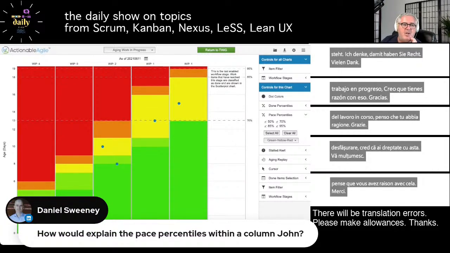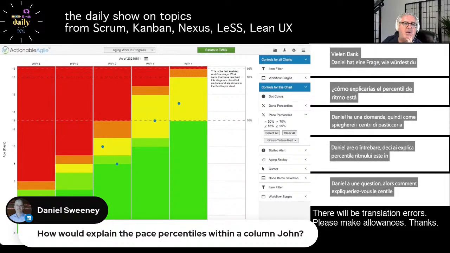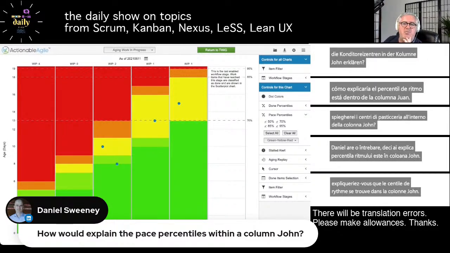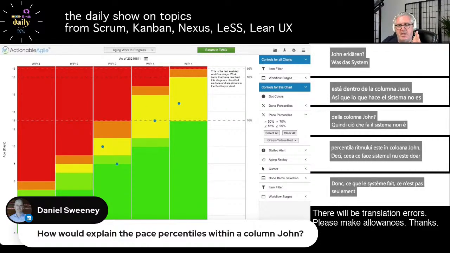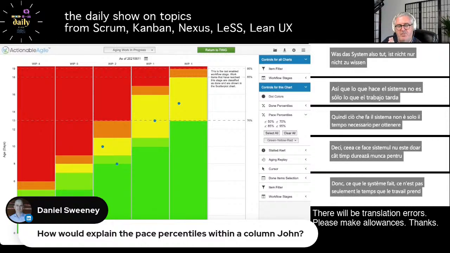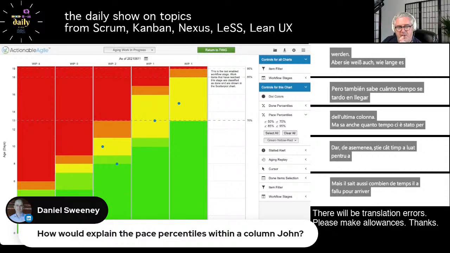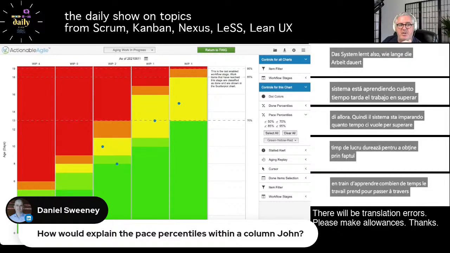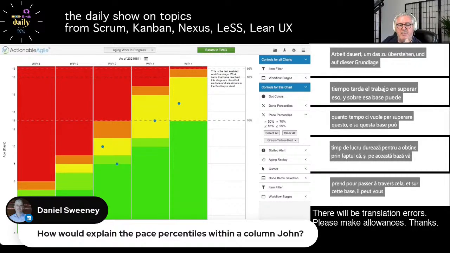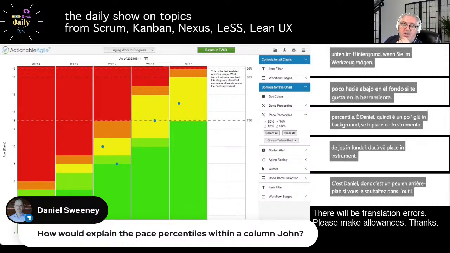Daniel has a question. How would you explain the pace percentiles within a column, John? What the system does is, not only does it know how long the work takes to get through to the last column, but it also knows how long it took to get to the penultimate column, and the column before that, and the column before that. So the system is learning how long the work takes to get through that, and on that basis, it can give you the percentiles, Daniel. It's kind of done in the background, if you like, in the tool. But a really good question.